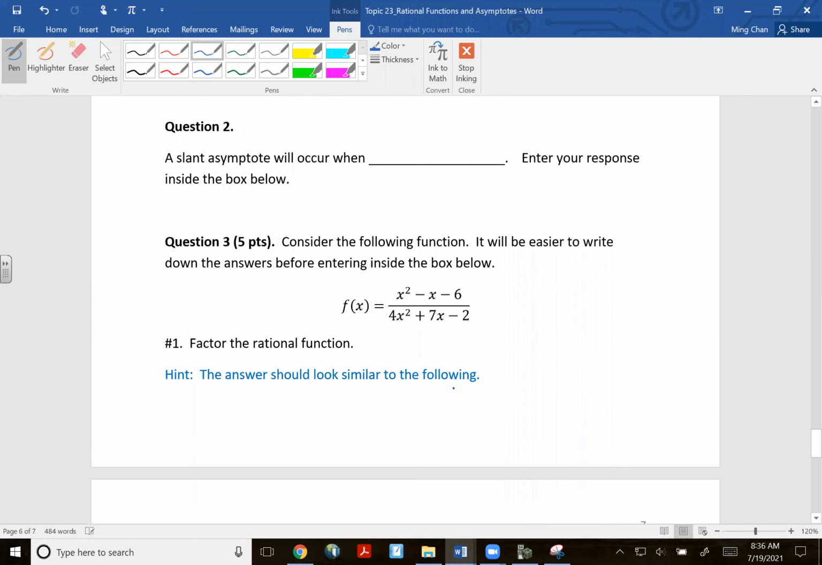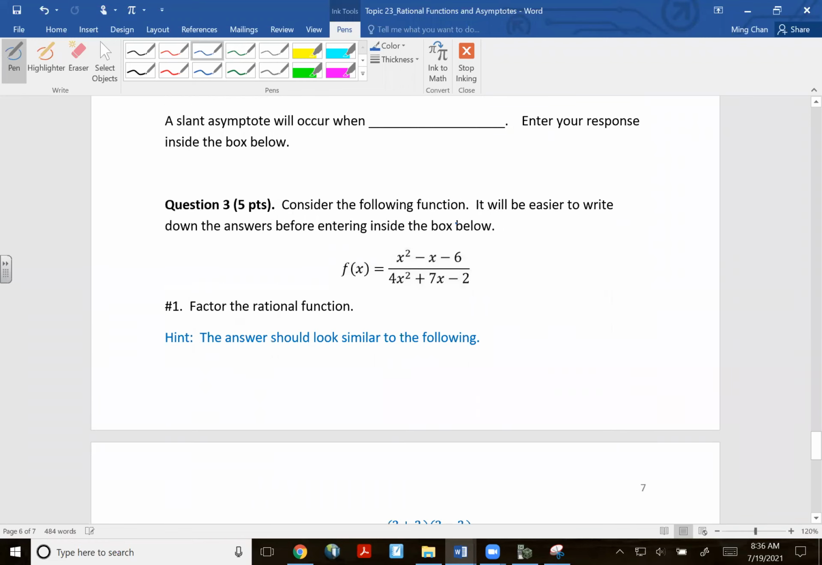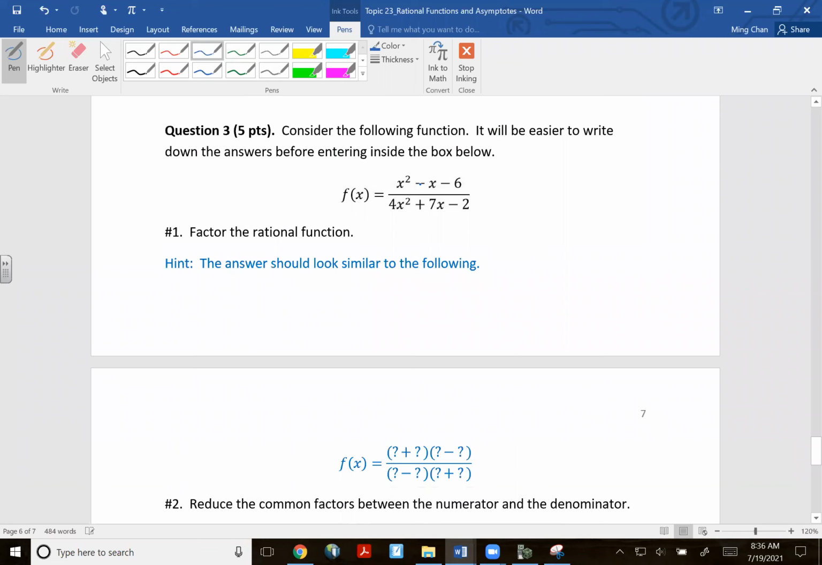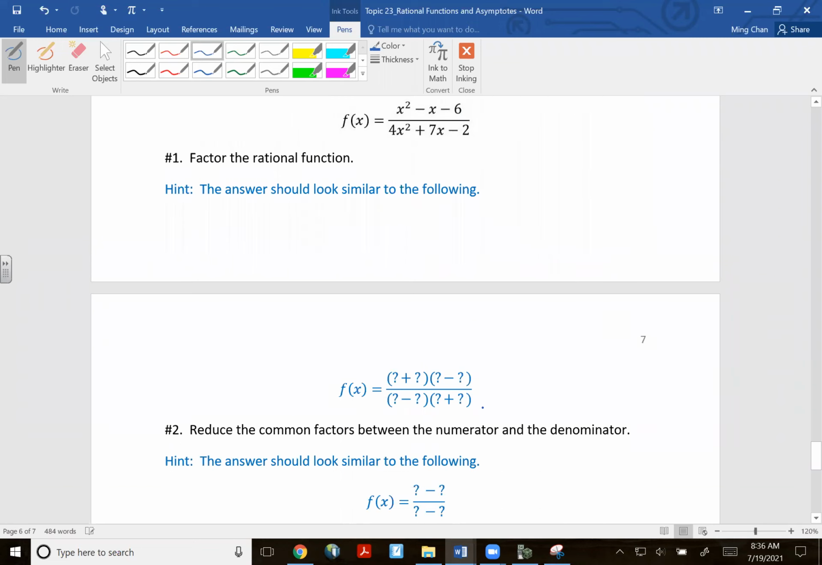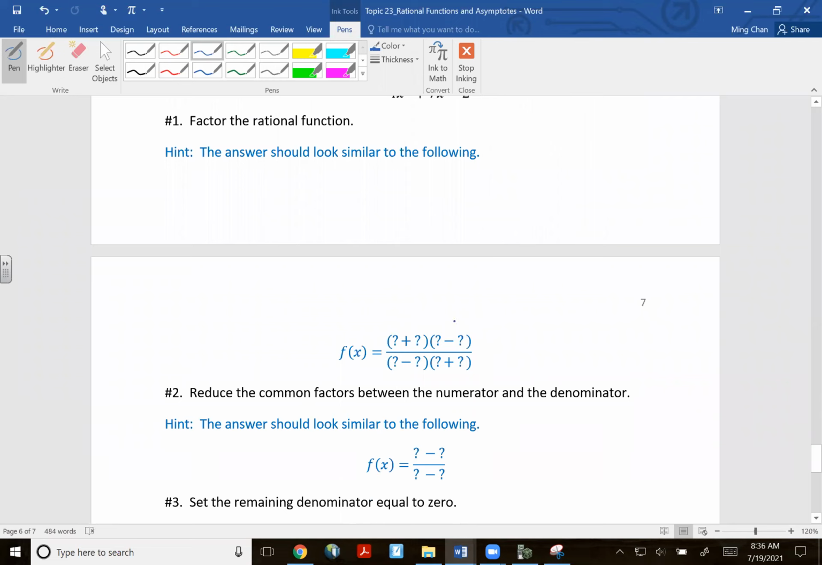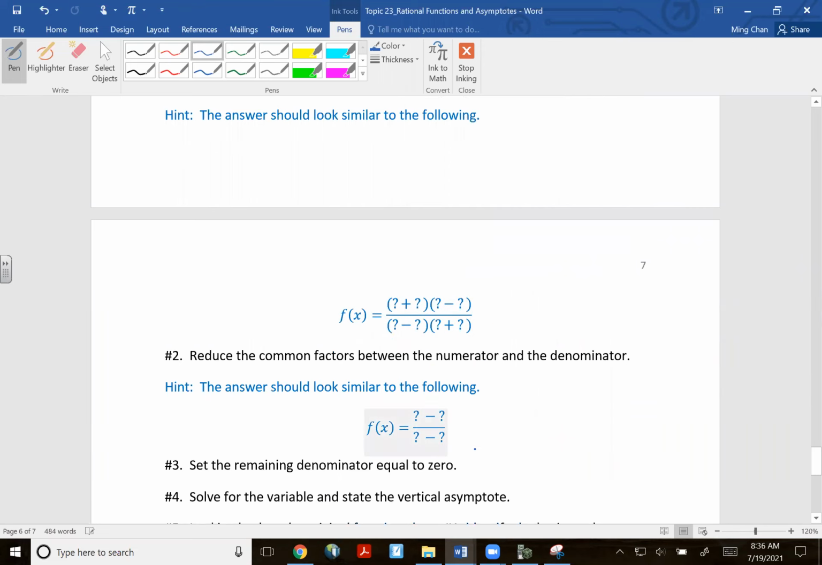Number 3, consider the following function. It'll be easier to write down your answers. I want you to factor both numerator and denominator. The answer will look like this. Reduce the common factor between the numerator and denominator. Whatever you reduced, that is where your hole is going to be. And your function will look like this.